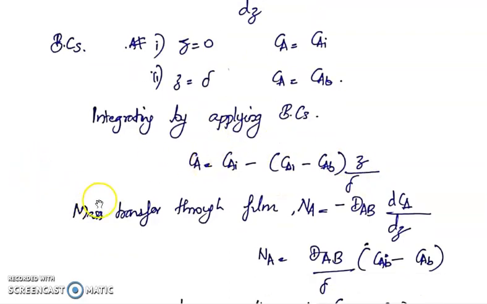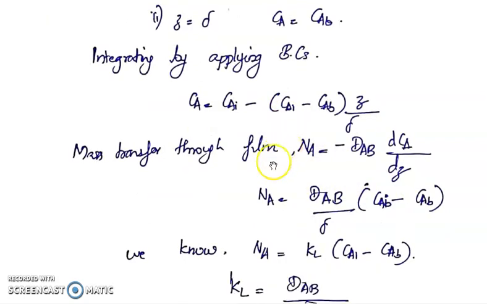We also know the equation for flux NA, mass transfer through the film: NA is equal to minus DAB into dCA by dz. So now we have an expression for CA. Let's take the derivative of CA with respect to Z. So we get NA is equal to minus DAB by delta into (CAI minus CAB). Here CAI is the concentration at the interface, CAB is the concentration of A at the bulk.